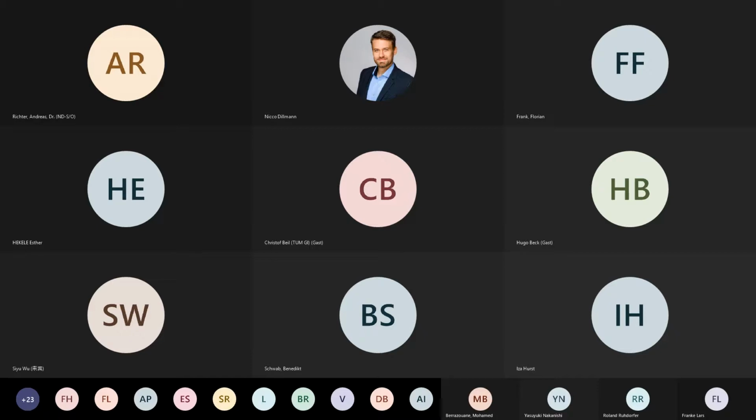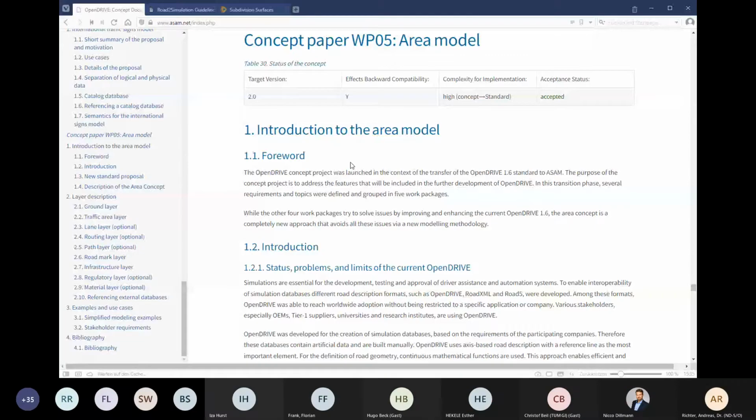And there was also a working project that was called Area Model, where I stated that it may make sense to think about a new approach to describe road environments than we are currently doing this with OpenDRIVE.